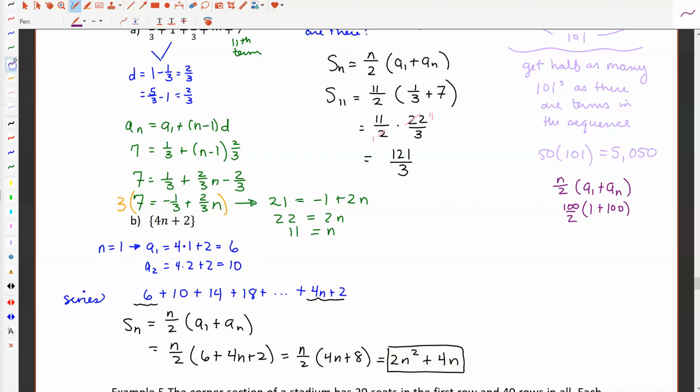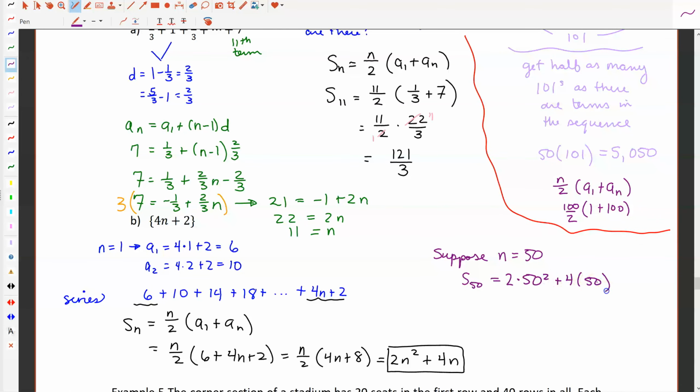Now, they didn't ask me this, but suppose, as opposed to having the first n terms, they tell you to find the sum of the first, we'll say, 50 terms. Okay, so then using this, s sub 50 would be, I'm just going to draw a little mark right here to separate that from the work that we did previously. So s sub 50 would be 2 times 50 squared plus 4 times 50. And you can pop that into your calculator and get the sum is going to be 5,200.